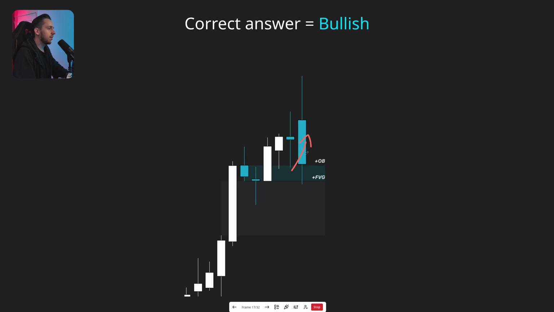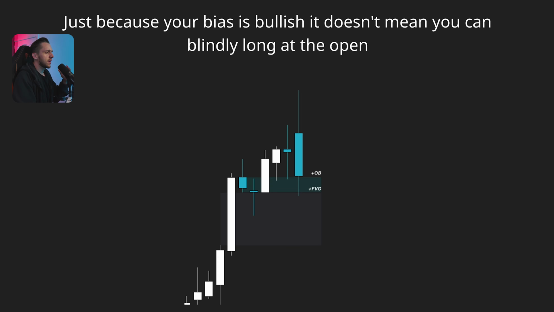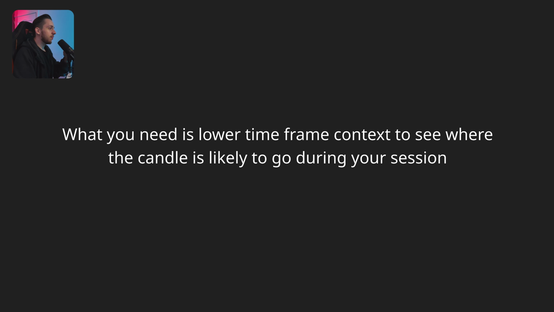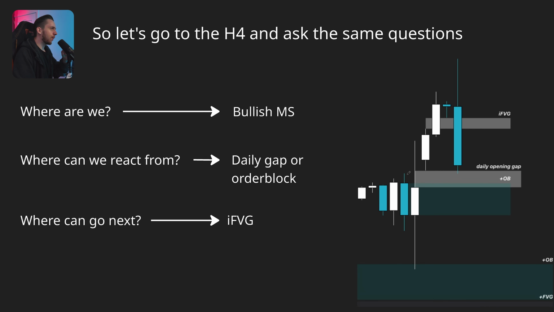So your daily bias for this candle right here would have been bullish. Well, but now you're thinking the rest of the day clearly closed bearish. But just because your bias is bullish, it doesn't mean you can blindly long at the open and make a bunch of money. What you need is lower time frame context to see where the candle is likely to go during your session. So let's go down to the 4-hour and ask the same questions.